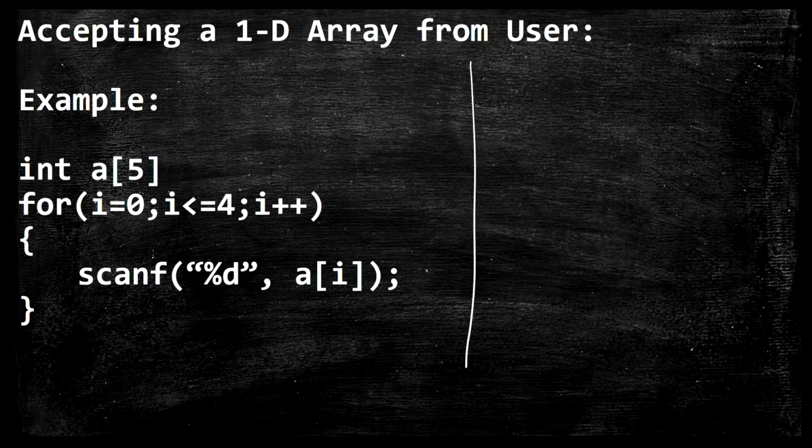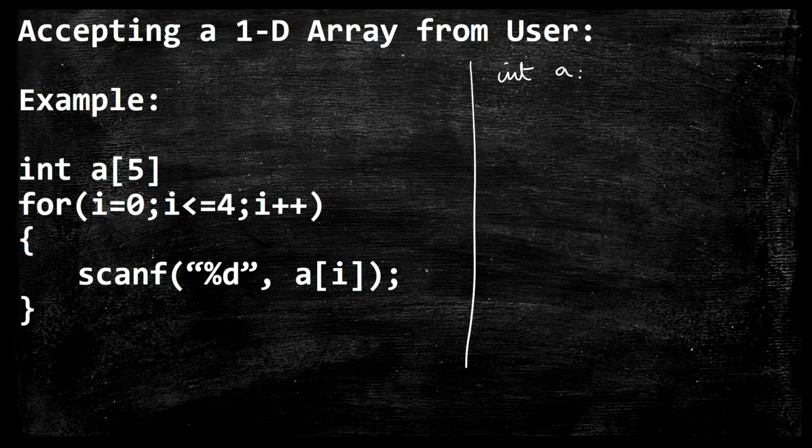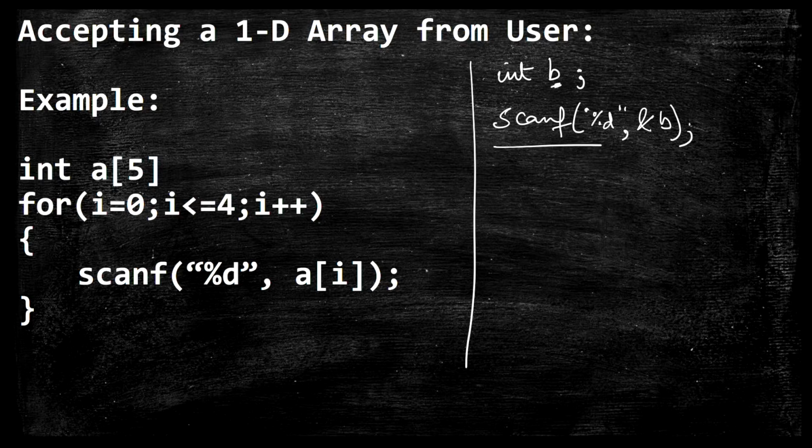Just as we take input, suppose this is my int b and we want to accept the value of b from the user. What did we do? We did scanf, then %d, which is the format specifier, comma, then &b. So this is the syntax we follow to accept the value of b from the user.